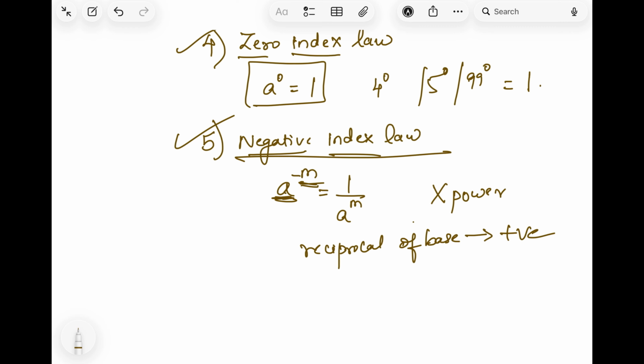Let's take up a number here also, 5 raised to minus 2. So what do I get? I'll take the reciprocal of 5. What is the reciprocal of 5? 1 upon 5, and the power will become positive. So that is all about the negative index law.